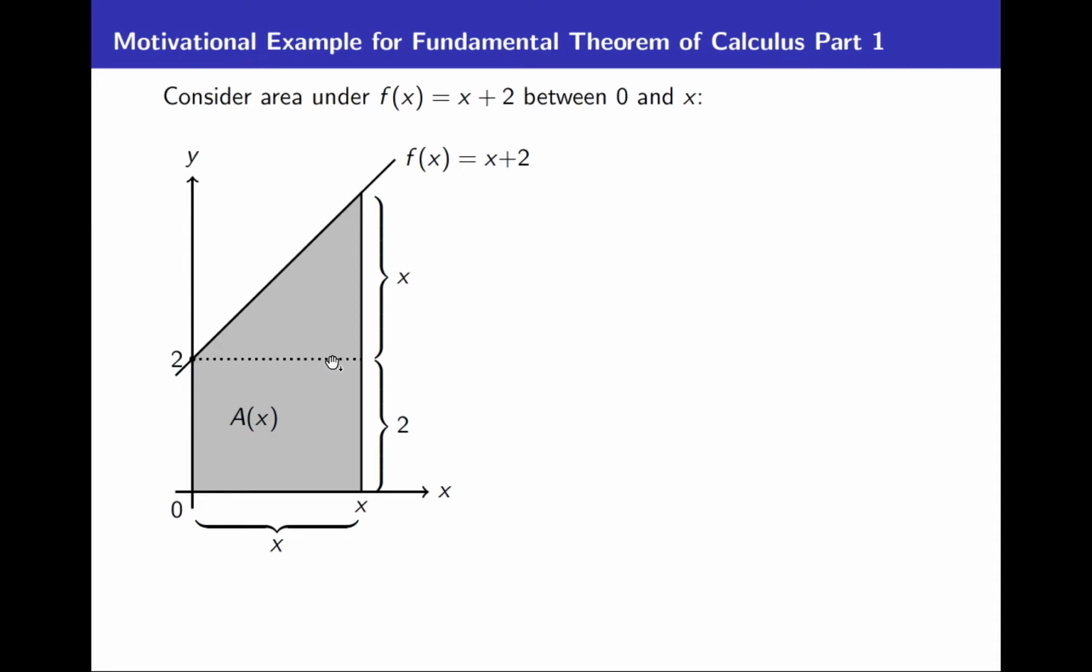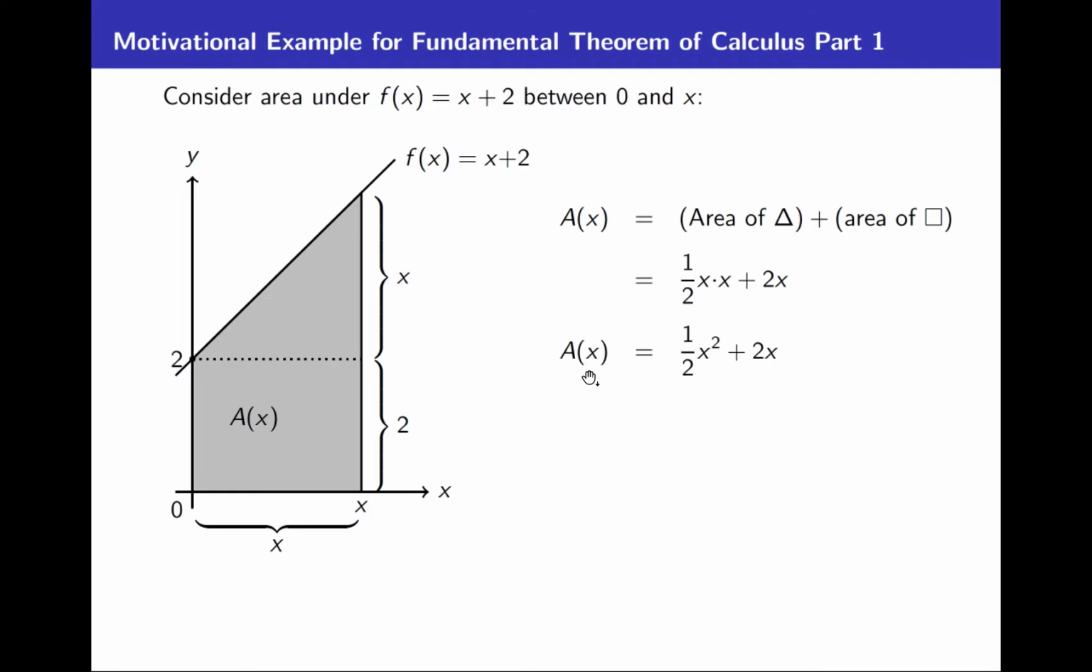Its base is x, and this line has slope 1, so the height of that triangle has to be x as well. So the area of that triangle is 1/2 base times height, so it's 1/2 x times x. Let's write that down. This function A of x equals the area of the triangle plus the area of the rectangle. The area of the triangle is 1/2 base times height, that's 1/2 x times x, and the area of the rectangle is height times base, that's 2 times x.